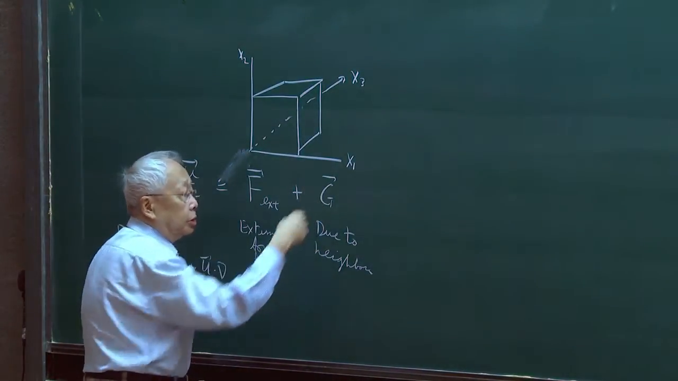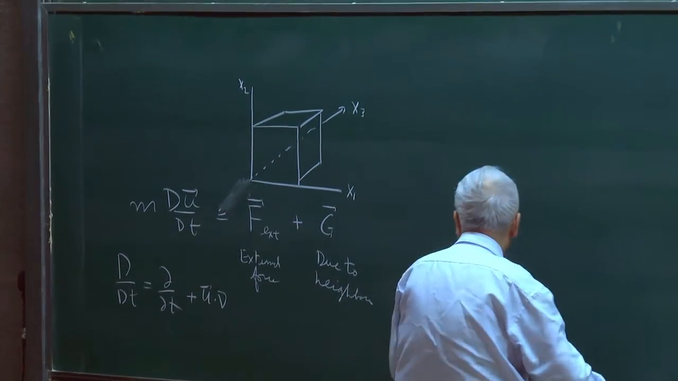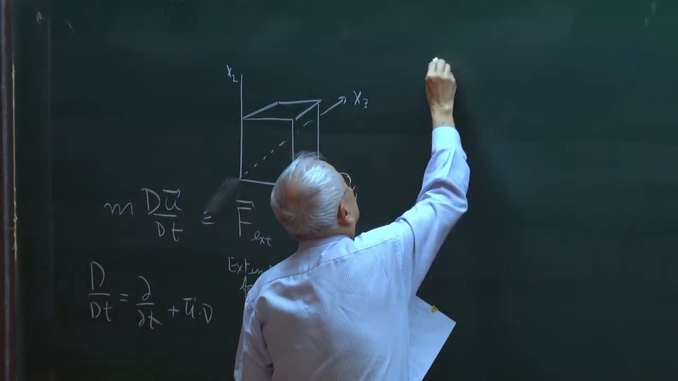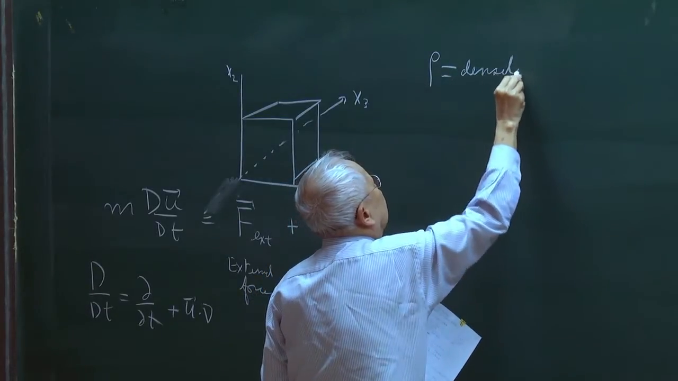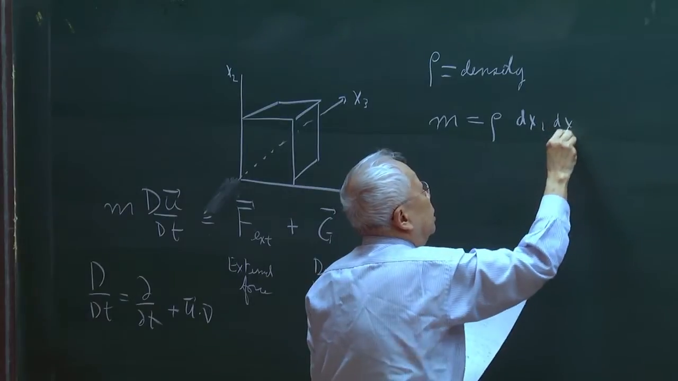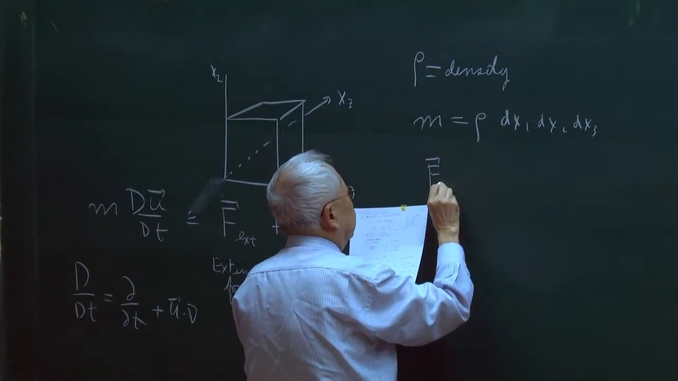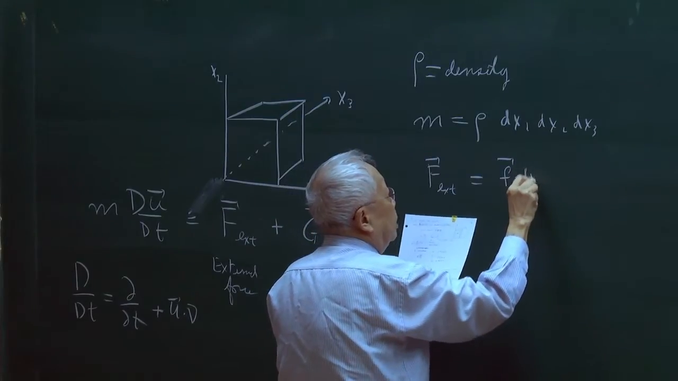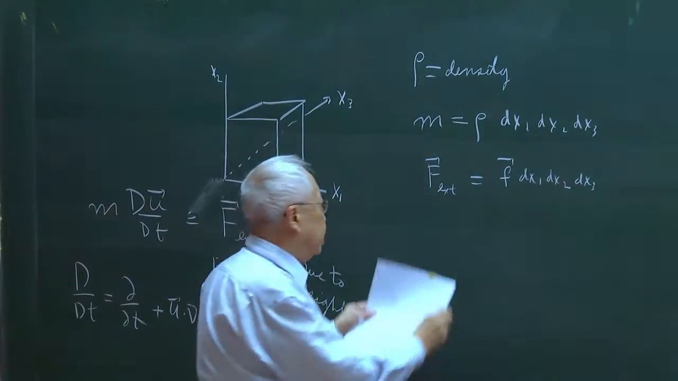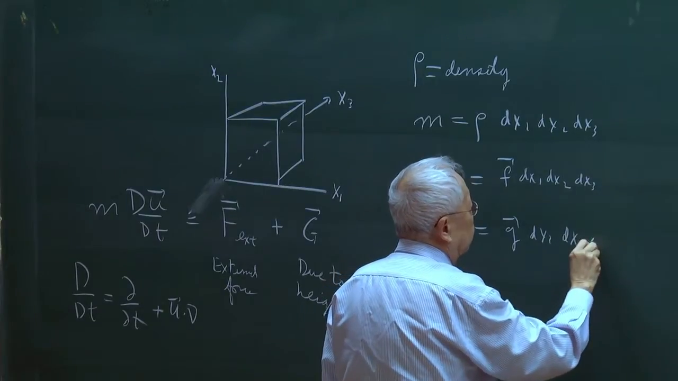So all we have to do is figure out what G is. G is the force due to the neighboring elements. And we will work with things per unit volume. So rho is the density of the fluid, so that m is equal to rho times dx1, dx2, dx3. And F, the external force, is equal to some f times dx1, dx2, dx3. I use this small f to express force per unit volume. And G is equal to g times dx1, dx2, dx3.